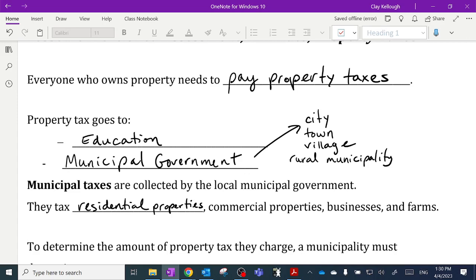Now, what do all those things mean? Hopefully everybody knows what a farm is. But what is a residential property? What do they mean by the word residential? Yeah, those are homes where people live. Houses, apartment buildings, condominiums.